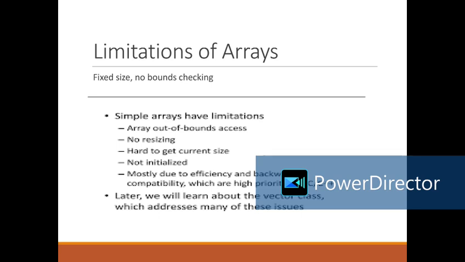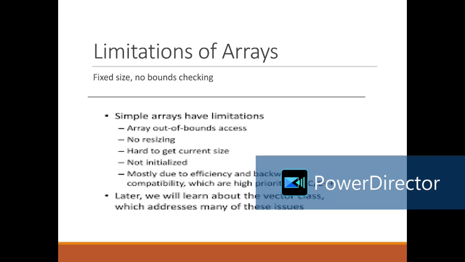Another critical limitation is the lack of bounds checking. C does not automatically prevent you from accessing an index outside the array's declared range, leading to array out of bounds access, which can result in undefined behavior, crashes, or security vulnerabilities. It can also be hard to get the current size of an array if you have only passed a pointer to its first element to a function. And as we discussed, uninitialized arrays can lead to garbage values.